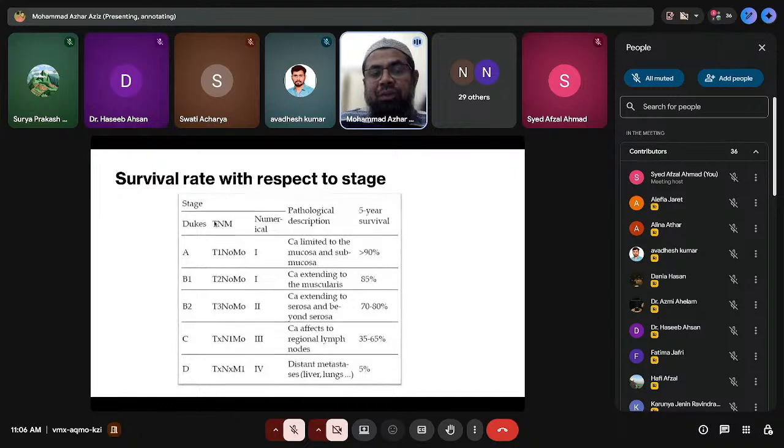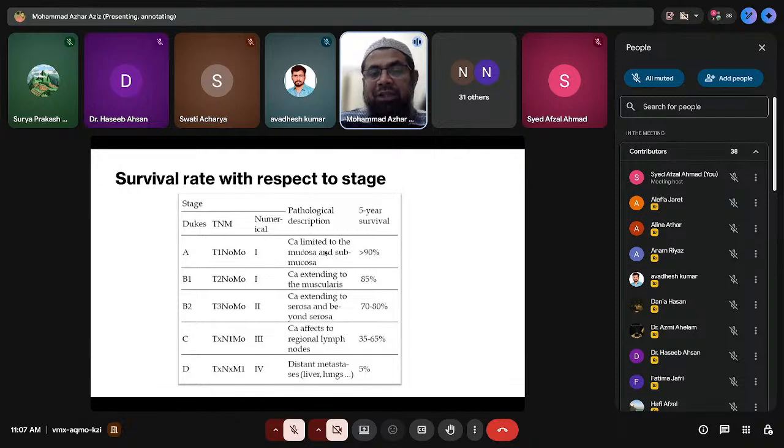So if there's a tumor, which will be there, that is T. If there are lymph nodes found swollen in the body, we call it N. And if there are metastases, which means it has already spread, then we mark it M. So if you see here, T1 means there is a tumor, but there's no node involvement and no metastasis. So this is termed as stage 1.